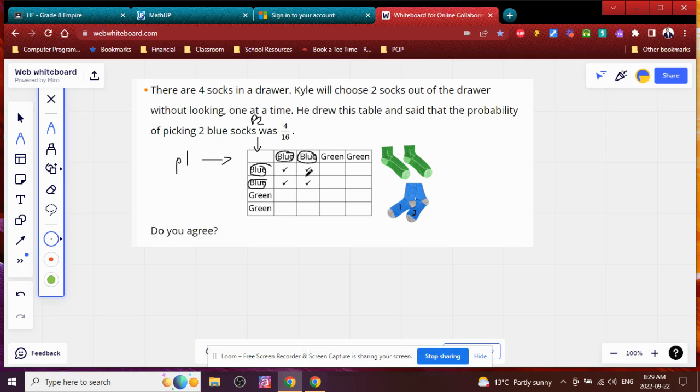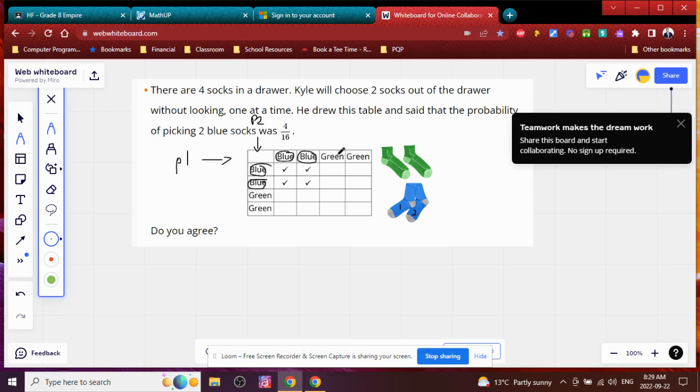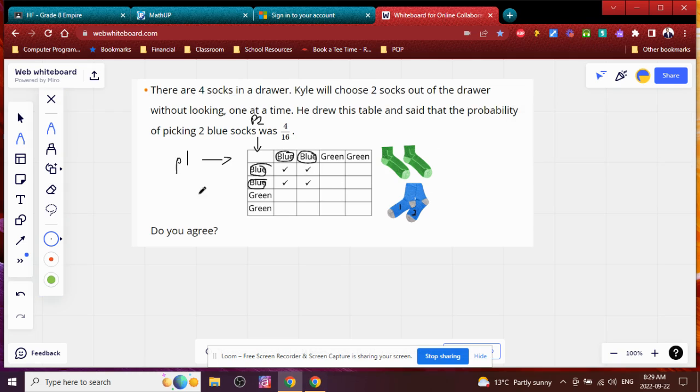However, when we look at this from a different perspective, and when we look at this in terms of it being an independent or a dependent event, that's where things sort of change. Now, this would work if, and only if, Kyle was putting the socks back in the drawer every time he picked one out. It doesn't say that he's doing that.